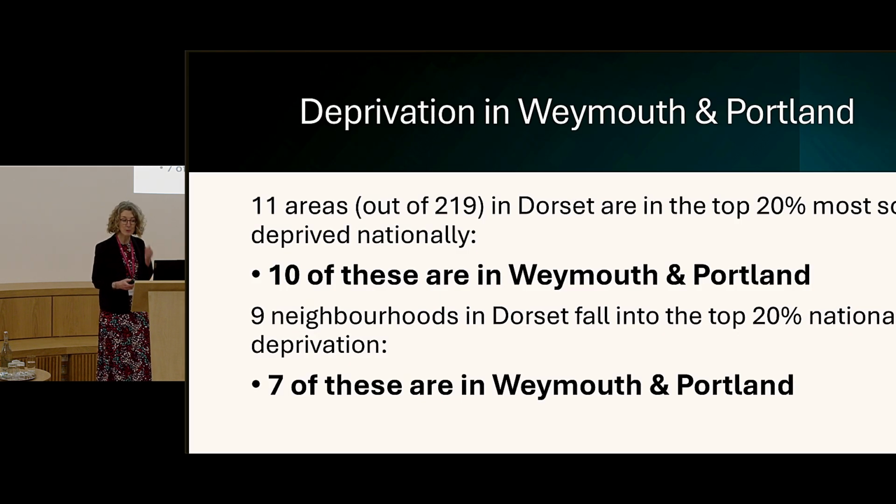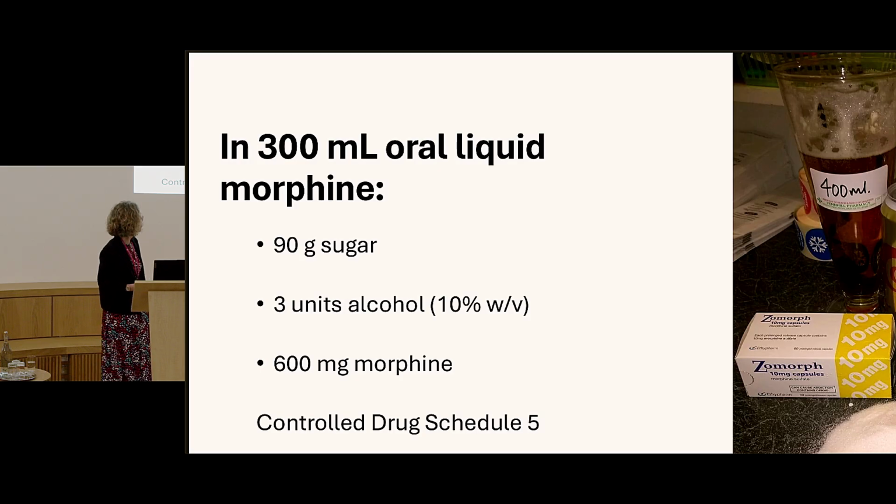So there are some deprived areas in Dorset, and most of those deprived areas are concentrated in Weymouth and Portland, unfortunately. And as we all know, deprivation increases the risk of substance misuse, and there is a big substance misuse problem in Weymouth and Portland. And so in my previous CCG role, I'd been to a drug-related deaths panel where oral liquid morphine was implicated in a death in Dorset.